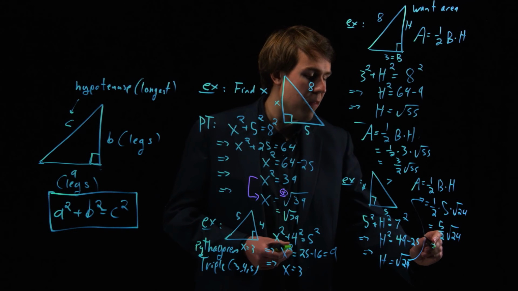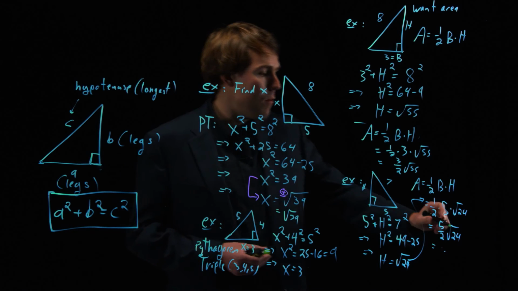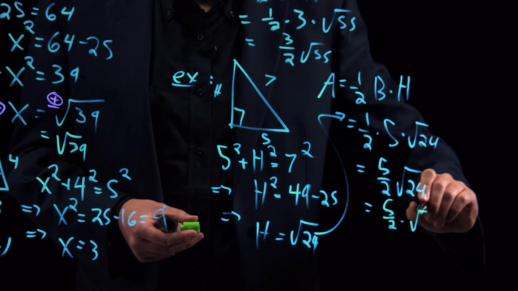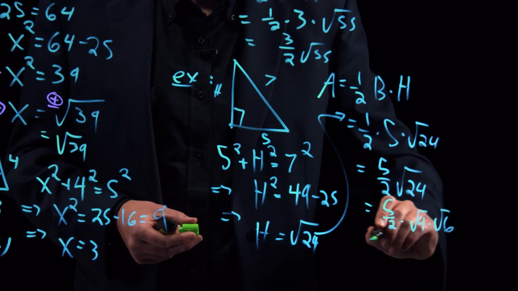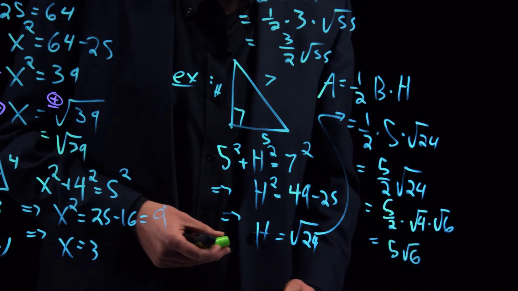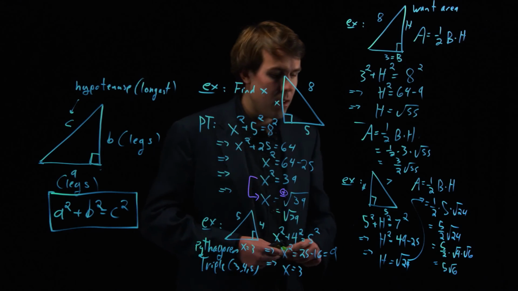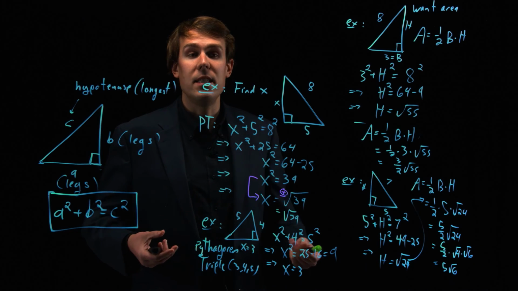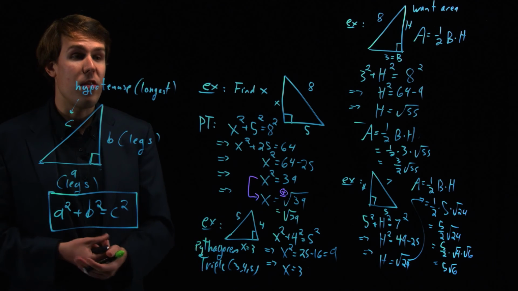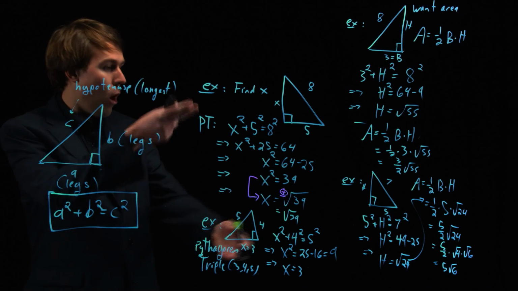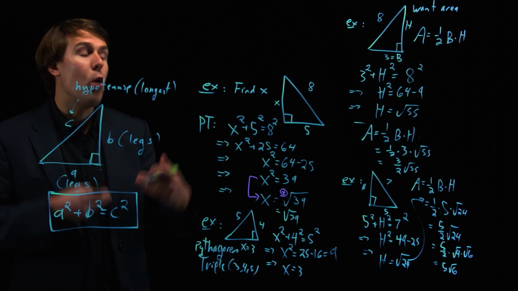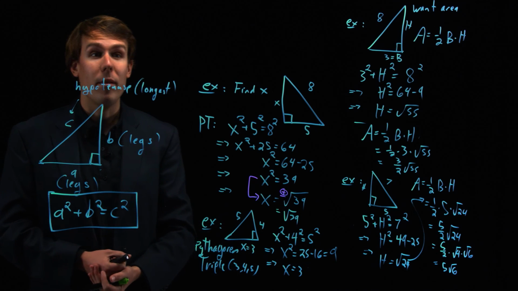This could perhaps be simplified further, noting that this can be written as 5/2 times square root of 4 times square root of 6. So 5 square roots of 6, though that's not necessary. The basic idea of right triangles for us is to identify them and to use the Pythagorean theorem to get some extra tools to work with certain types of problems related to finding side lengths. But we can go beyond side lengths. We can also do area problems in this way.